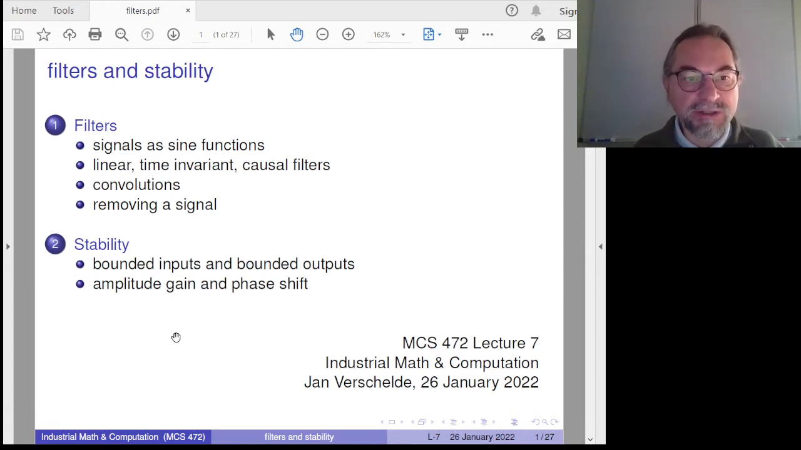So the main part in this lecture is on filters, so we will see how to design a filter to remove a signal. And in the second part, we will introduce a more systematic design of filters. And for that, we introduce the notion of stability. And we will show how to compute the amplitude gain and the phase shift of a stable filter.